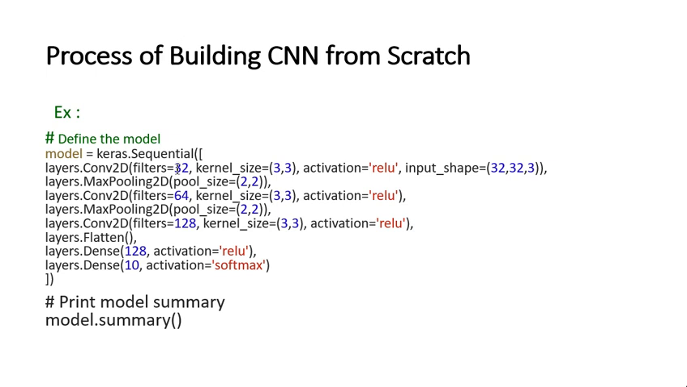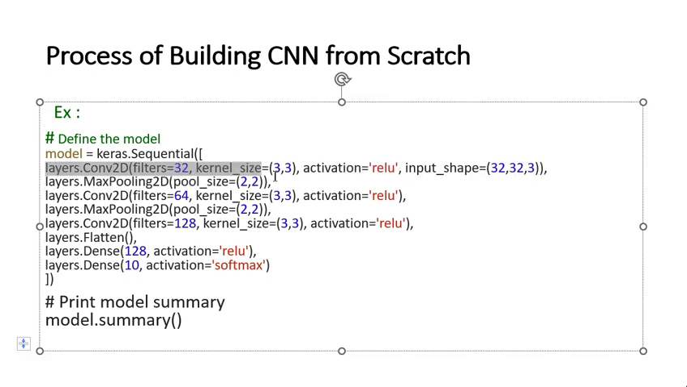So this is the example model, keras.sequential. Before writing this code, you need to import the sequential model from the importing libraries. Layers.Conv2D, filter size is 32, kernel size is 3 by 3, activation is relu, and input shape is 32 by 32 comma 3. We have already explained the purpose of filters. Here, convolutional 2D and max pooling is one set, one layer, and this is another set, and another set. After that I will go to the flattening.